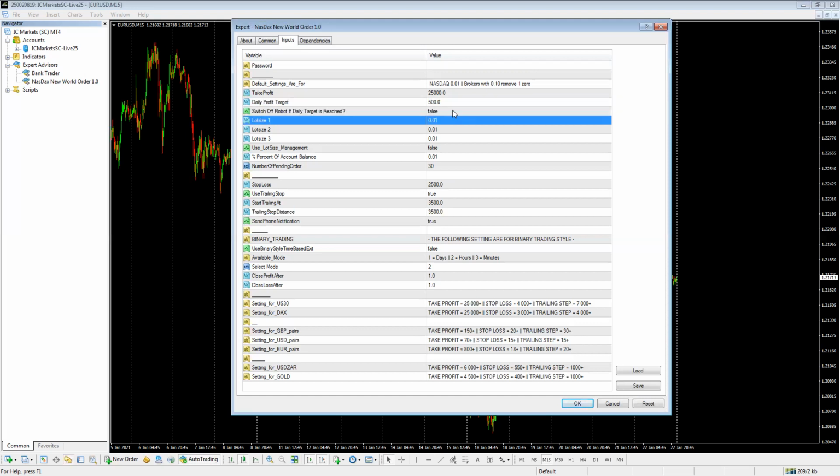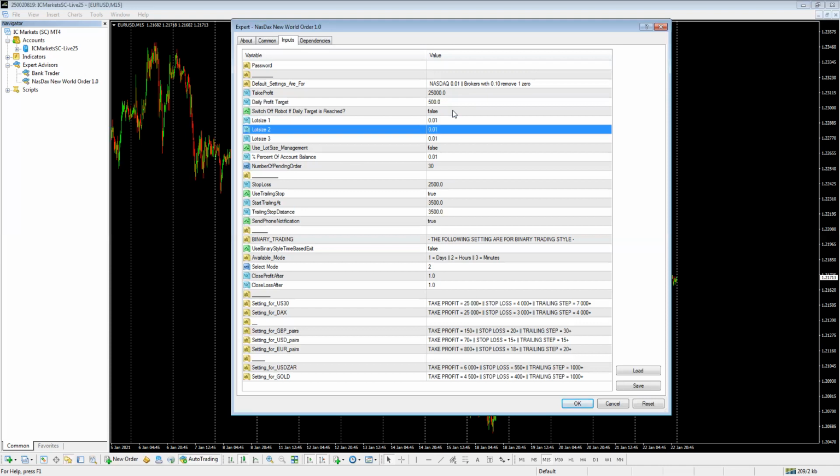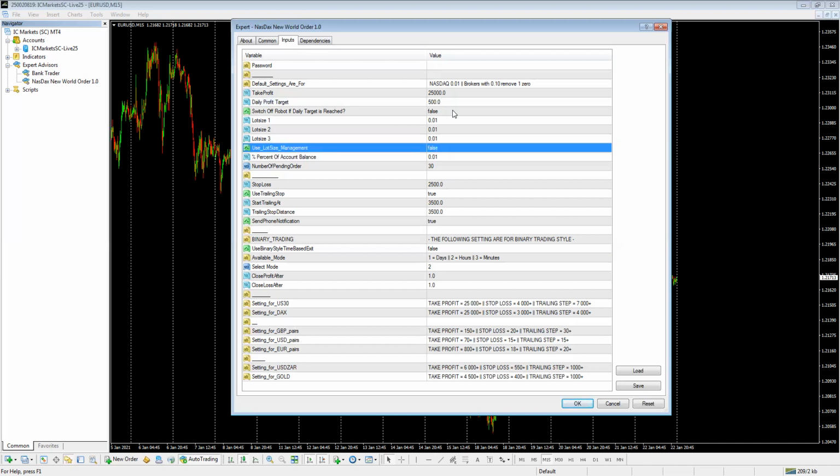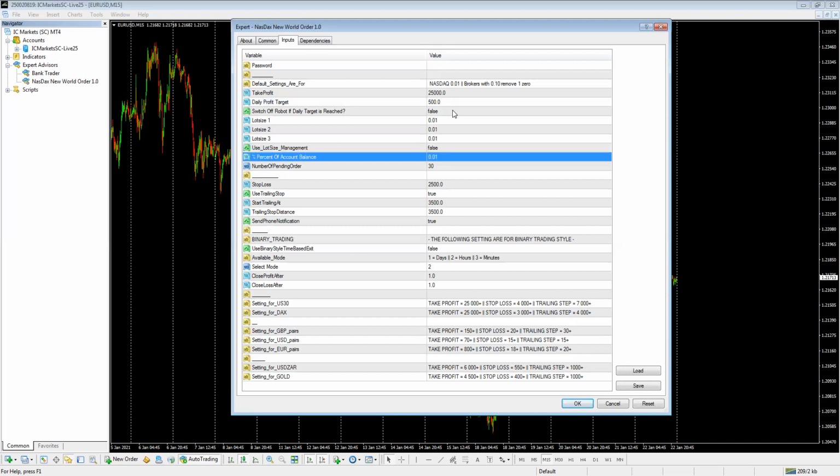Okay. Lot size 1, if the analysis matches the rules by 90%, lot size 1 will be used. If the analysis matches the rules by 95%, lot size 2 will be used. If the analysis matches the rules 100%, lot size 3 will be used. Lot size management by default is on false, you can always make it true. Just remember the percentage that is used to calculate your lot size is very much affected by your account leverage.